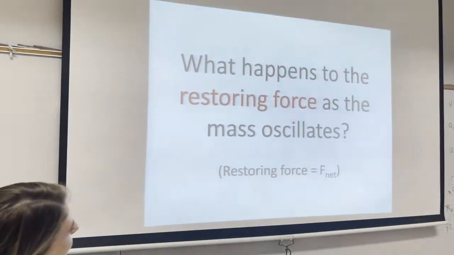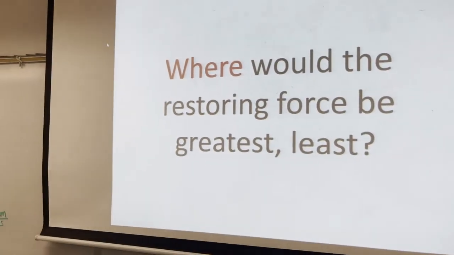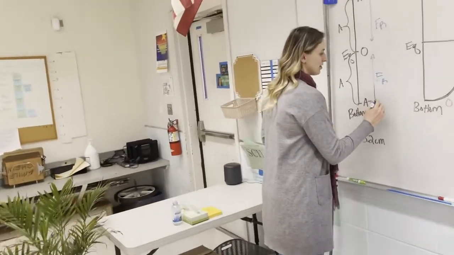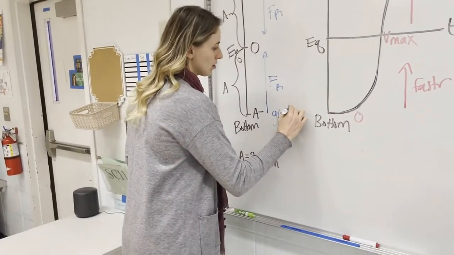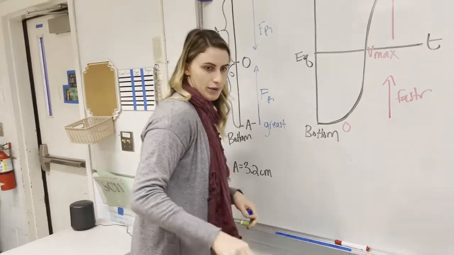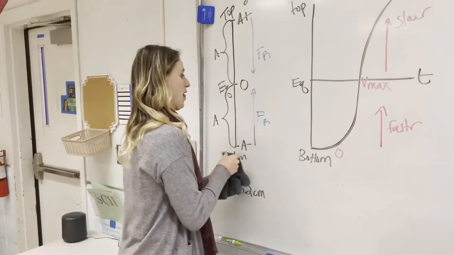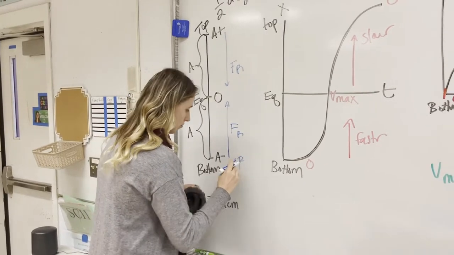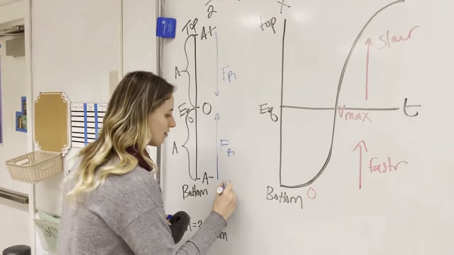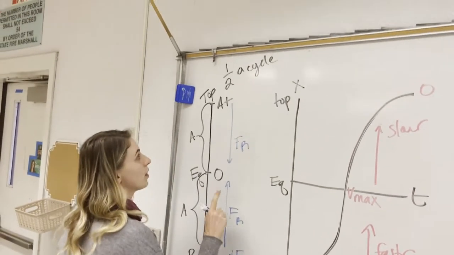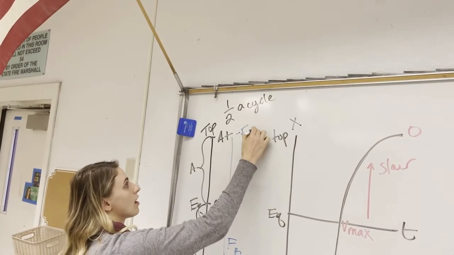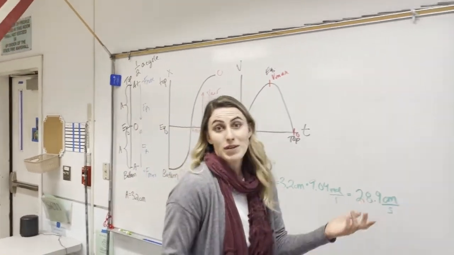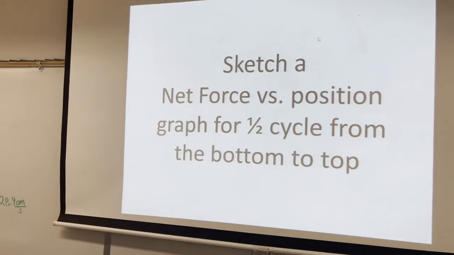And what's next here? Where would the restoring force be the greatest, the least? Well, our restoring force would be the greatest right here, positive F max, because it's pulling up. Positive F max, positive because pulling up this way. And then at the top it'd be negative F max. And in the middle, it would be 0. You guys should add that in there.